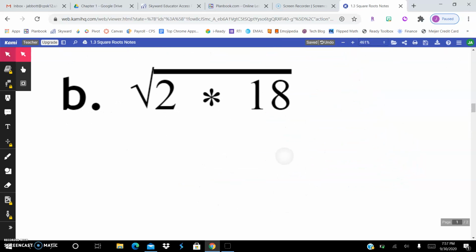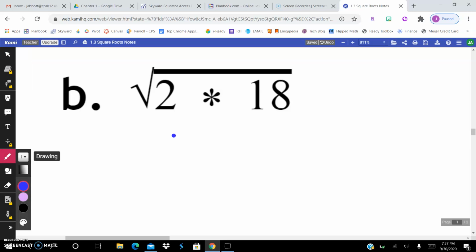Next, we have 2 times 18 under the radical. So we're going to actually do that because 2 and 18, neither one of them are a perfect square. But if I multiply them together, I get 36. So the square root of 36 is actually 6.